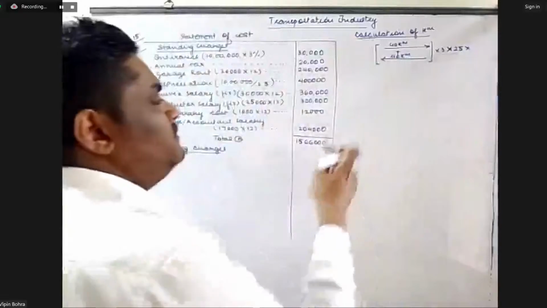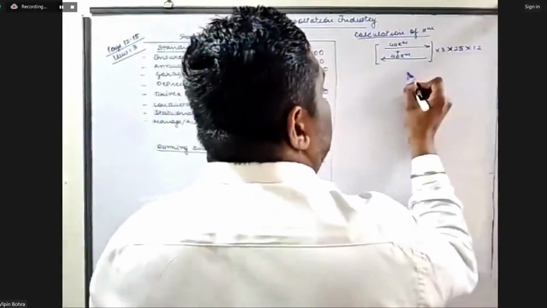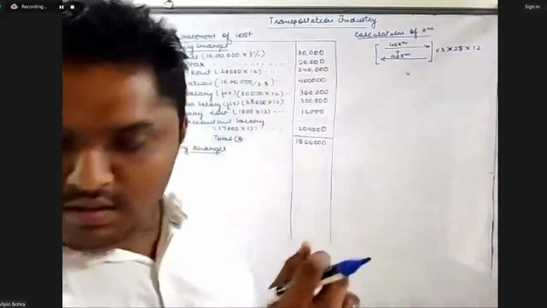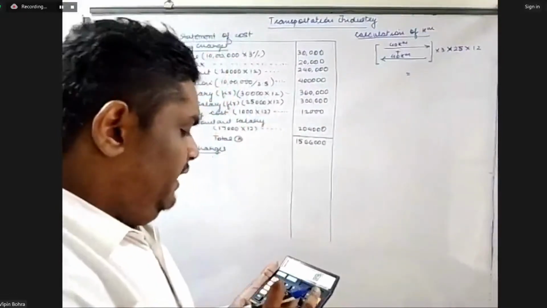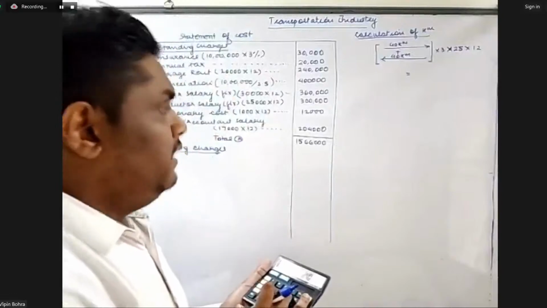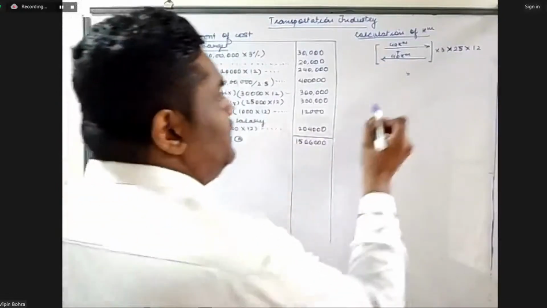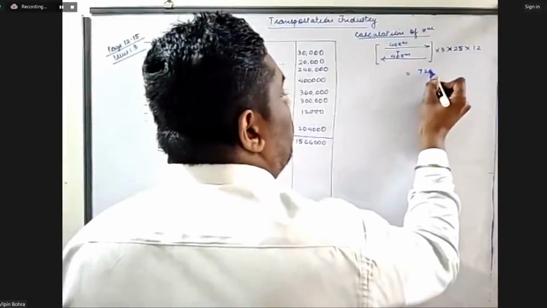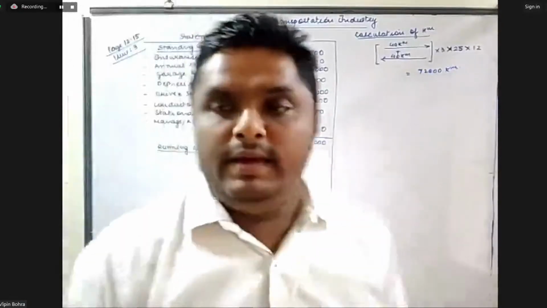Since we have taken the yearly cost, so into 12 months in a year. So this is how we will get the total kilometers. So 80 into 3 into 25 into 12. So this is 72,000 kilometers.